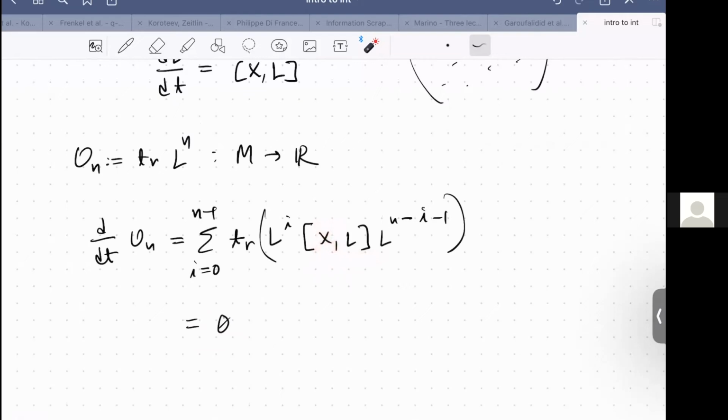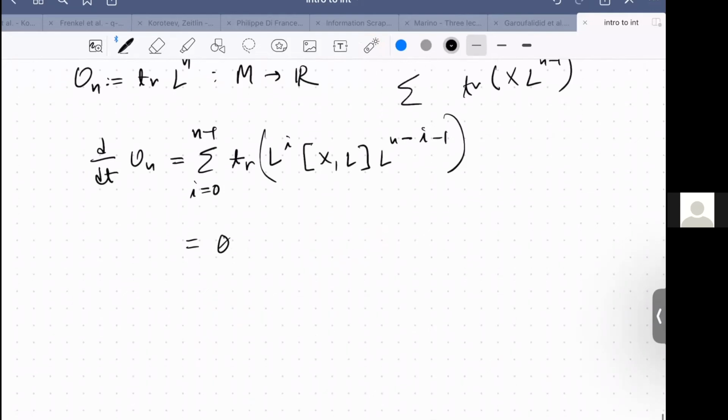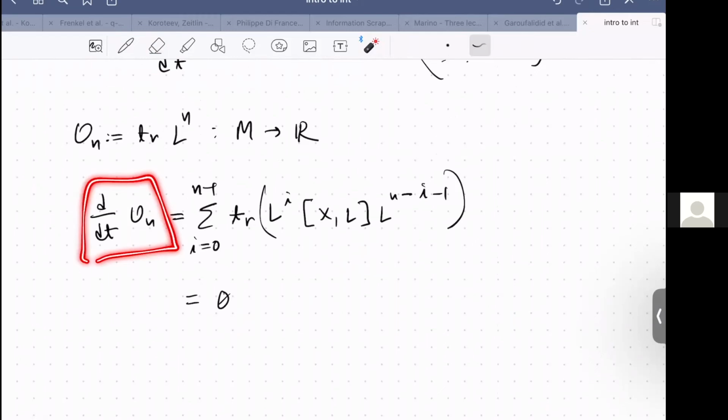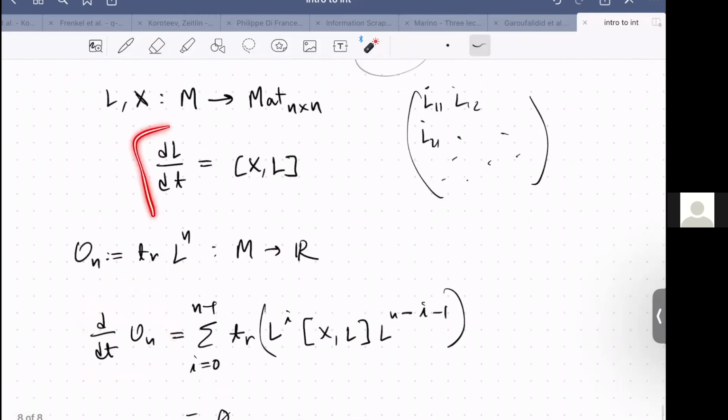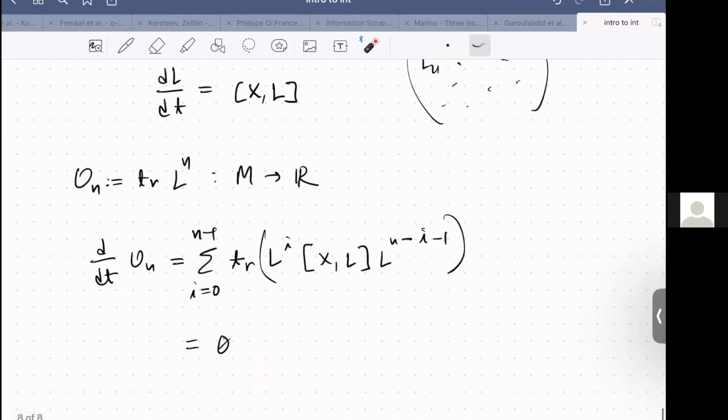So basically, you can put trace of X L to the power n minus 1, and you have a sum with alternating signs, and you have an equal number of positive and negative signs. So for a very simple reason, the time derivative of this O_n is 0, except that this is a very non-trivial equation. You have to find such matrices.